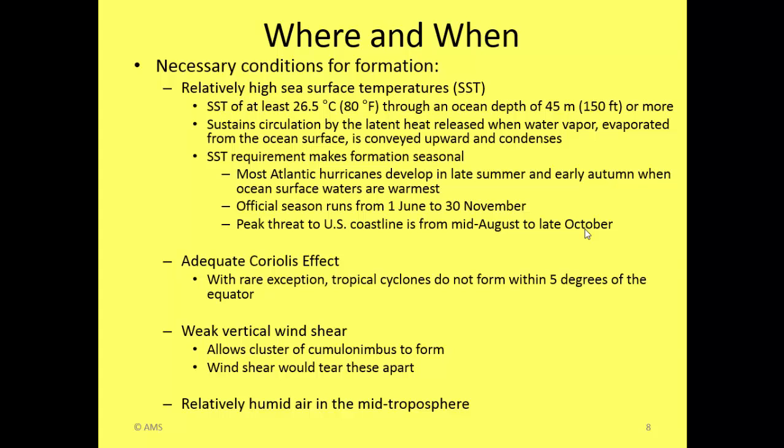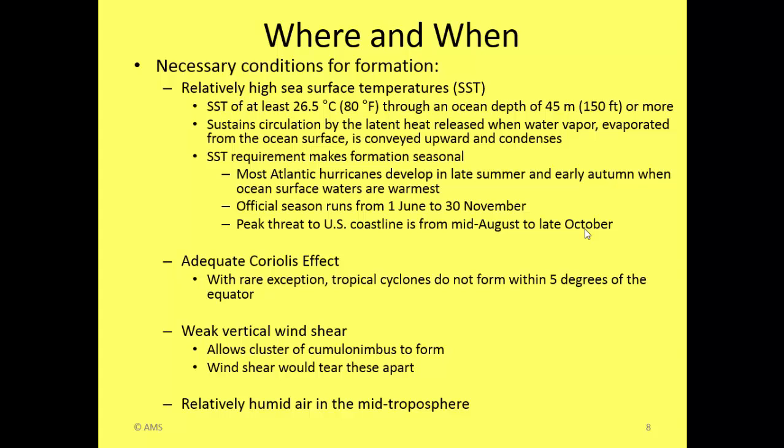Okay, we need to have adequate Coriolis effect. Recall that right at the equator, we get none. And then as we proceed further north, we get more and more. So we need to get a little spin from that Coriolis effect. So generally, these tropical cyclones are not going to occur within 5 degrees of the equator.